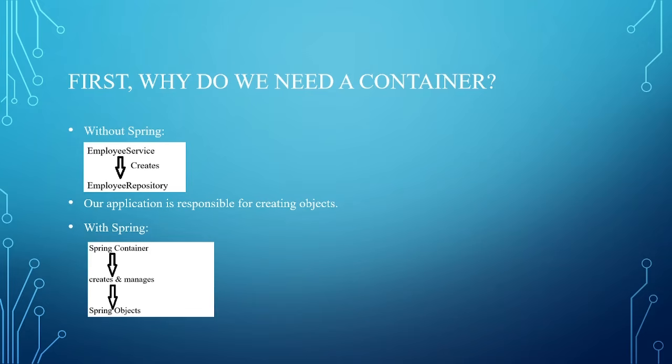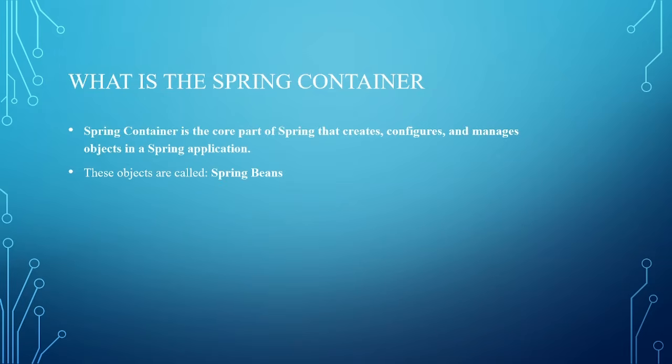Before Spring, we were responsible for creating the objects in our application as needed. As applications became larger, there could be hundreds of objects and many dependencies between them. So we need something that takes the responsibility for creating and managing these objects. That's where the Spring container comes in. The Spring container is the core component responsible for managing the objects in a Spring application. It creates the objects, provides the required dependencies, and manages their life cycle. Objects that are created and managed by the Spring container are called Spring Beans.